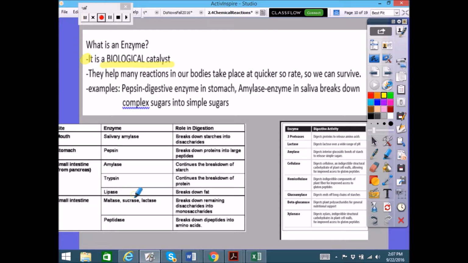So, there are a lot of different enzymes in your body. Some of us are not born with all our enzymes. For example, people who are lactose intolerant tend to not have the enzyme lactase. Lactase is the enzyme you need to break down lactose, which is the sugar found in milk. So there's a lot of different enzymes that work in your body to help you survive.